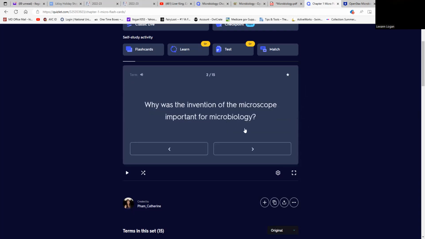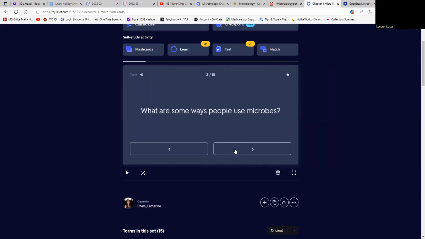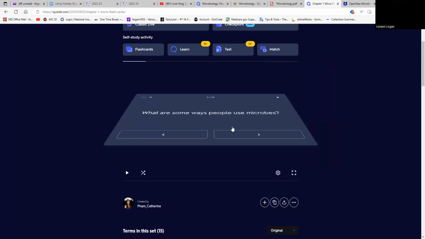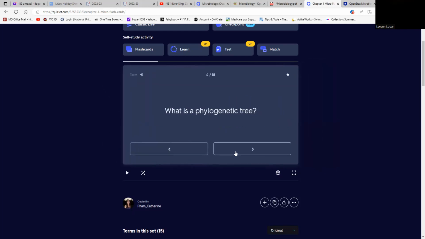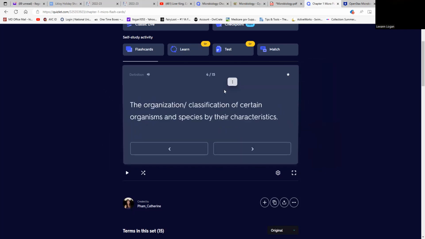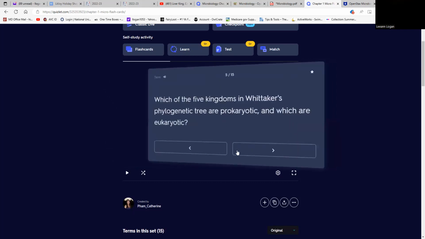I love this answer. What are some ways people use microbes? Agriculture and food. Microbes are needed for the fermentation process in order to make food such as bread, beer, wine, and many other things. What is a phylogenetic tree? The organization, classification of certain organisms and species by their characteristics.